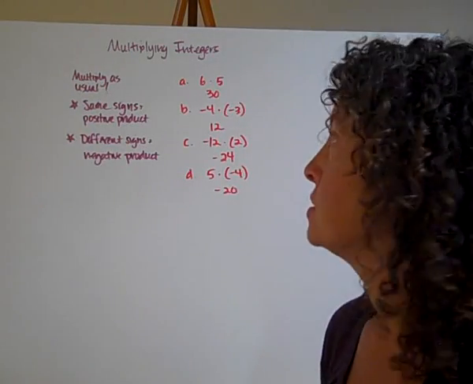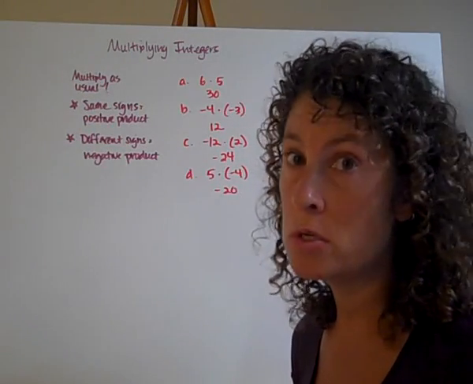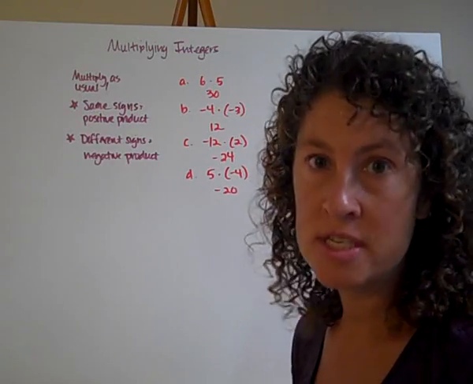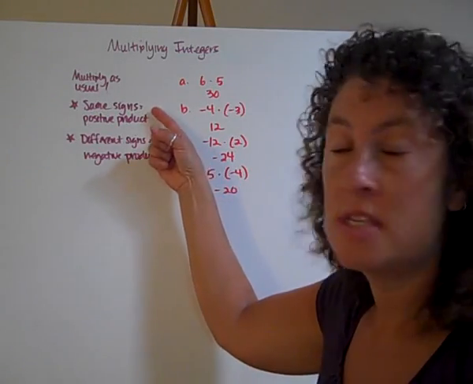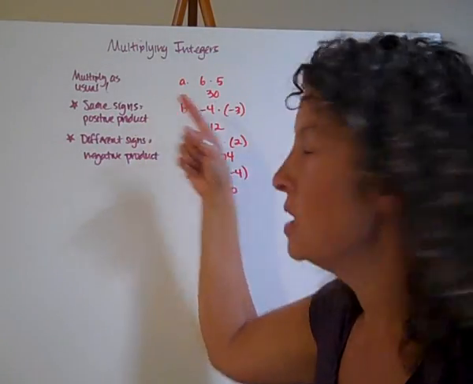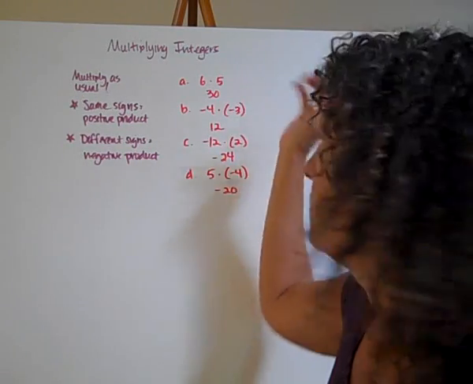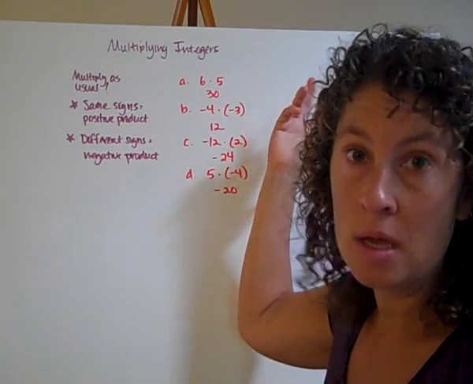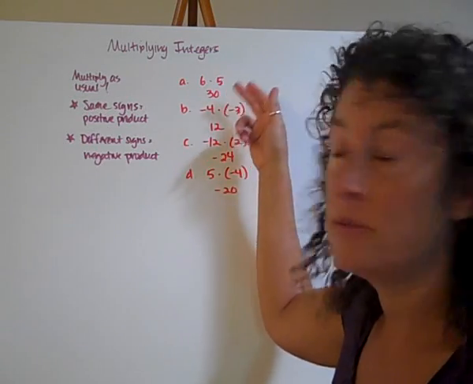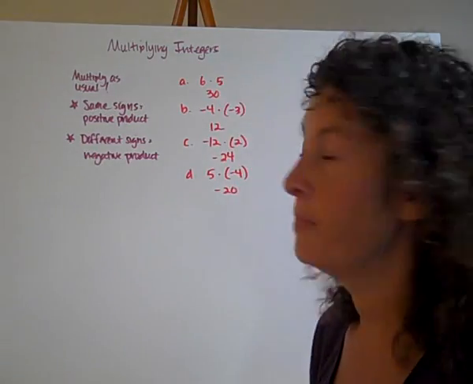Multiplying with integers. We're going to multiply as we usually do, except we need to pay attention to the signs. So if the signs are the same, we end up with a positive product. If the signs are different, we end up with a negative product. So let's try some. 6 times 5, same sign, so we end up with a positive. 6 times 5 becomes 30.